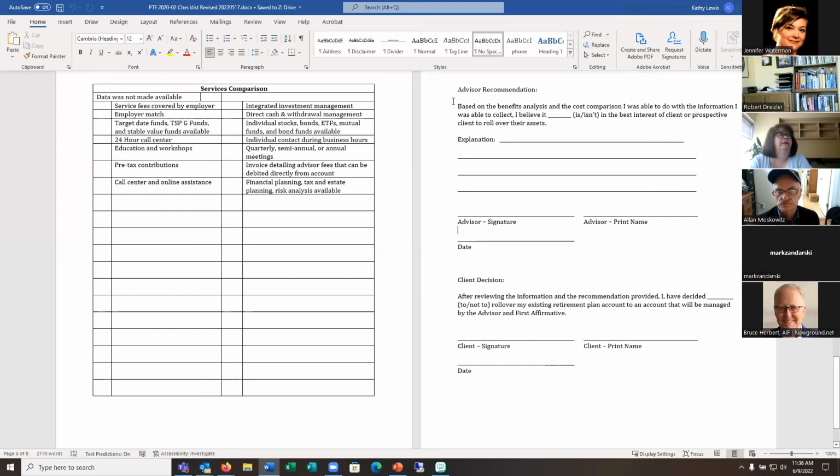And it's just a very simple question. Based on the information that I have, is it or isn't it in the client's best interest to do a rollover? And here's the explanation of why I made that recommendation. And then the client down here can say, I want to move forward or I don't want to move forward.